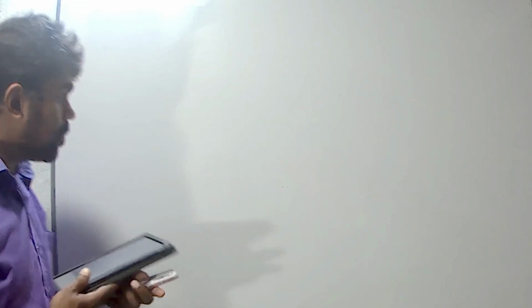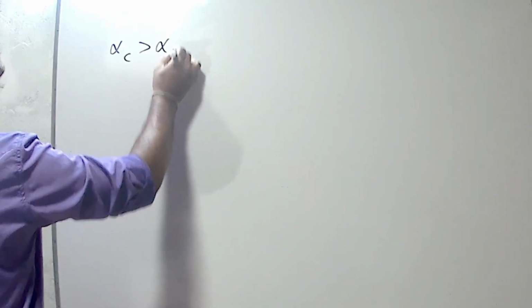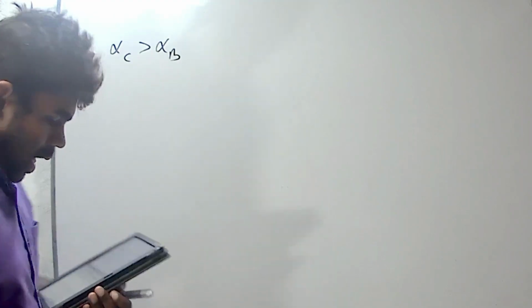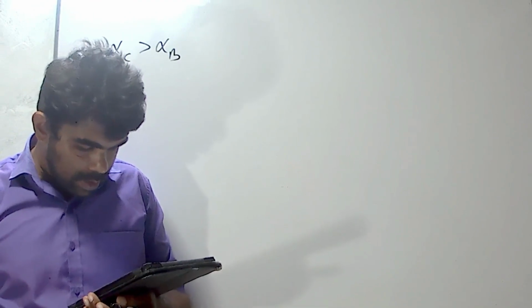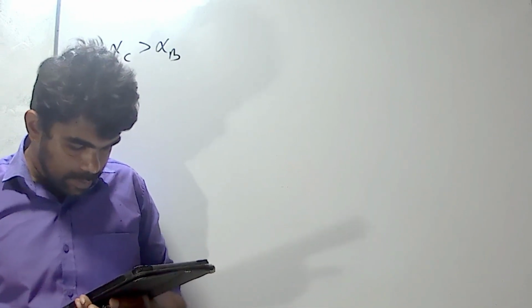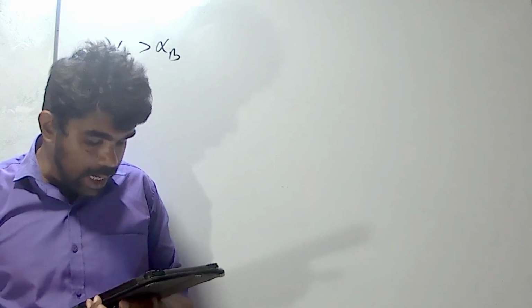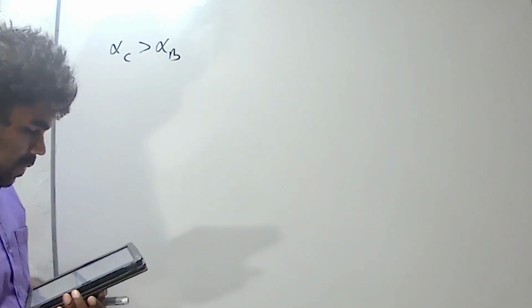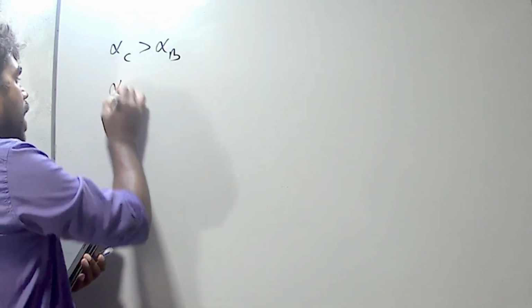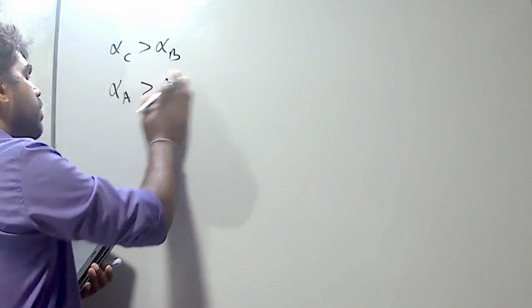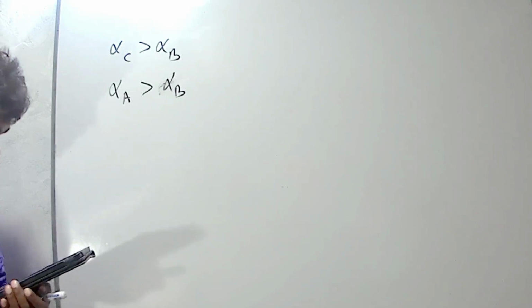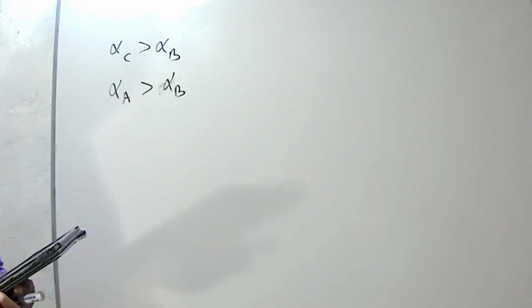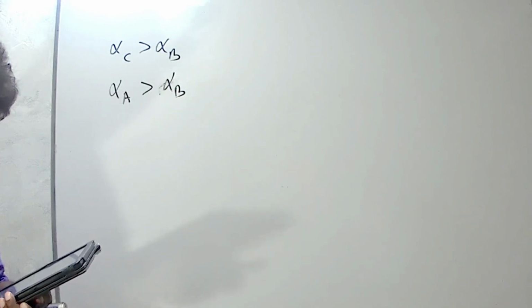Alpha C should be greater than alpha B. But A is not released. It is tightly wedged to cylinder B. It means alpha A is greater than alpha B. By using these two relationships, we can compare the given alpha values.